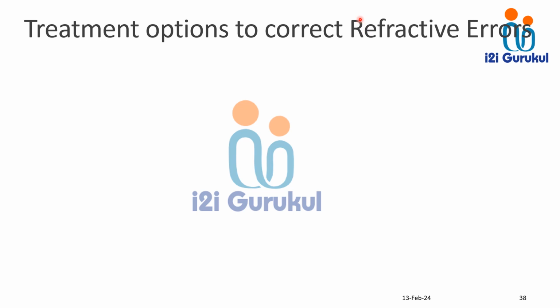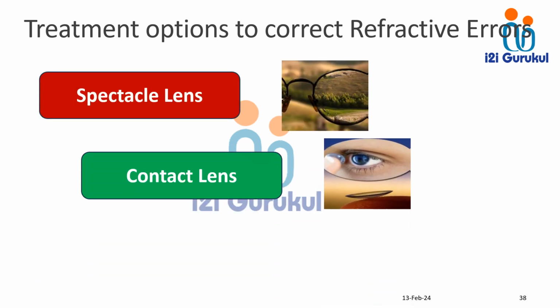Moving towards the treatment options for all the refractive errors. What are the basic options you have for refractive conditions? The primary option to correct refractive errors is prescribing spectacle lenses. It may be spherical or cylindrical spectacle lenses. The second option is the prescription of contact lenses. You can prescribe different types of contact lenses for the different refractive conditions.